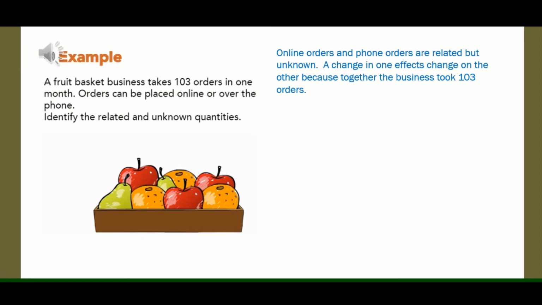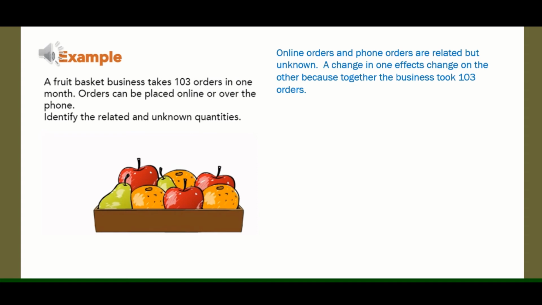A fruit basket business takes 103 orders in 1 month. Orders can be placed online or over the phone. Identify the related but unknown quantities. So we have to ask ourselves what quantities, or what 2 things, are related in this case but unknown.